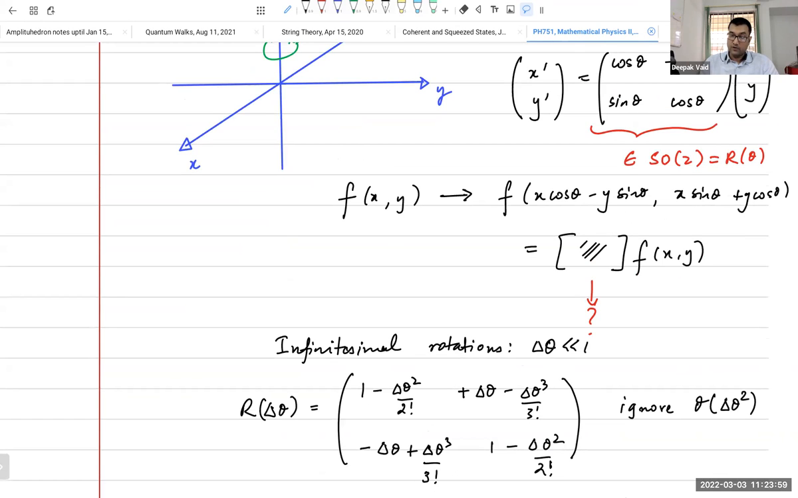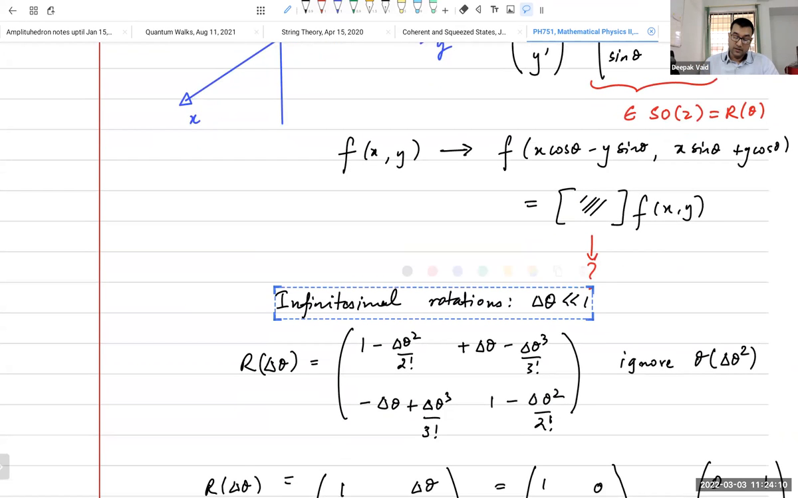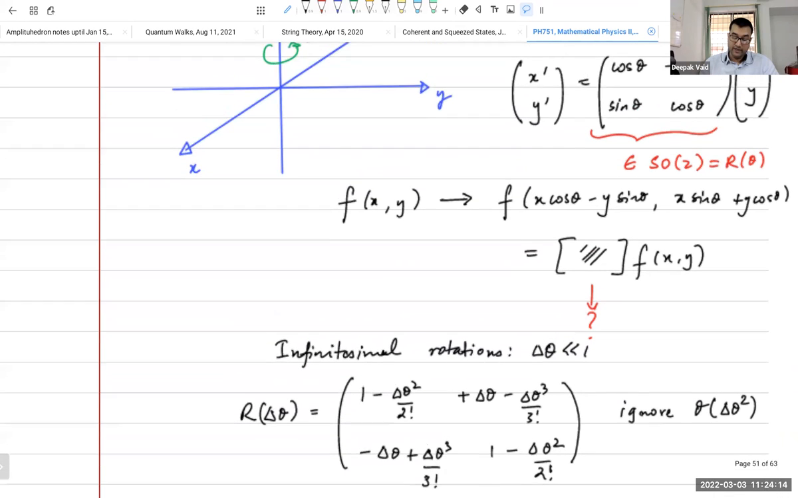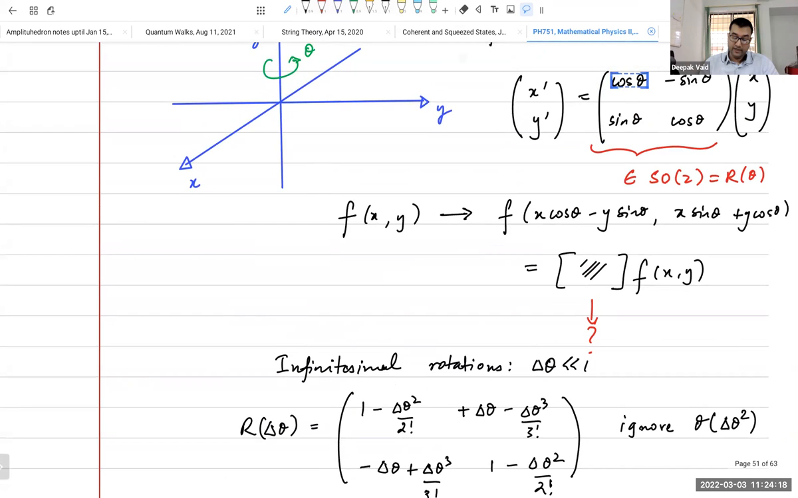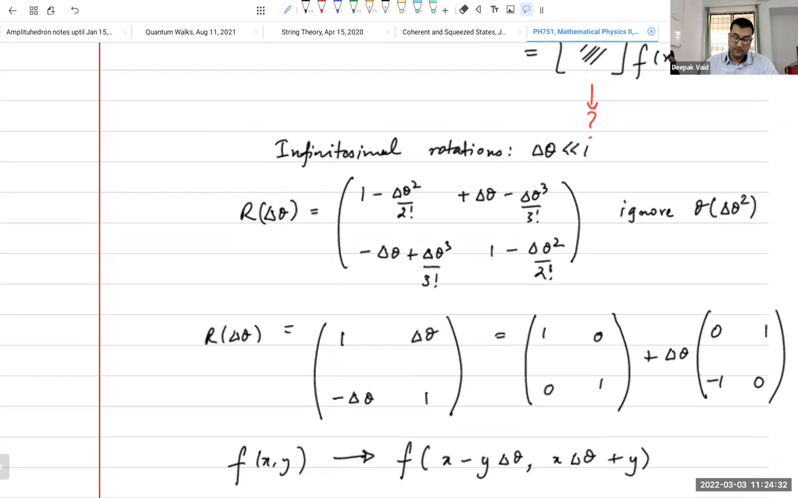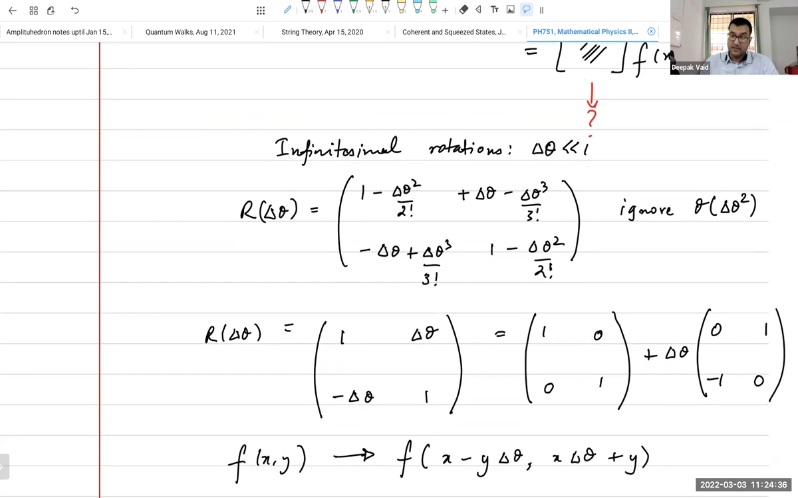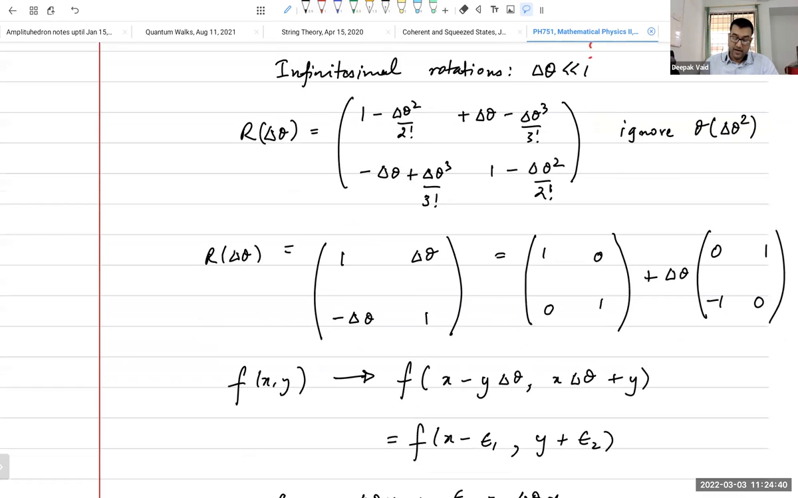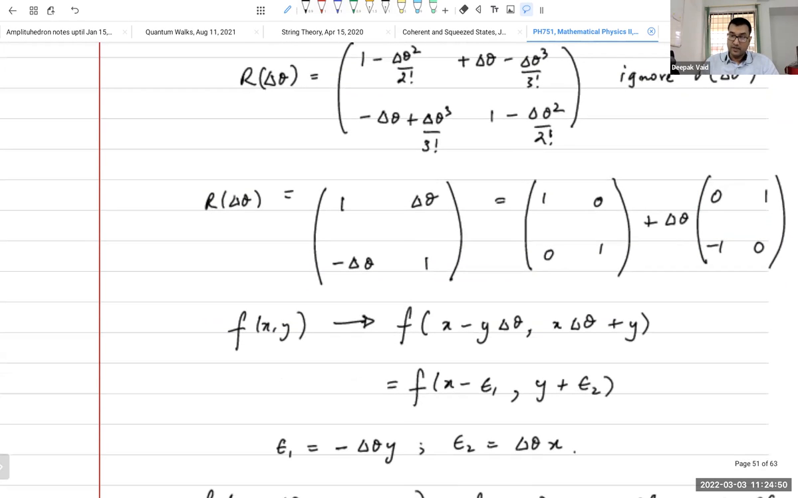Now, we want to consider the case when the transformation is very small. So in this case, the rotations should be infinitesimal. Infinitesimal rotation means that cosine theta and sine theta can be replaced by one and delta theta respectively. So now instead of theta, I'm writing delta theta because it's some small number. And this is a rotation matrix, and it takes this form, which is the identity, plus a second matrix. We'll come back to this form a little bit later, okay?